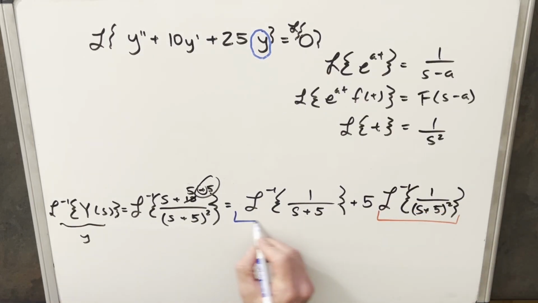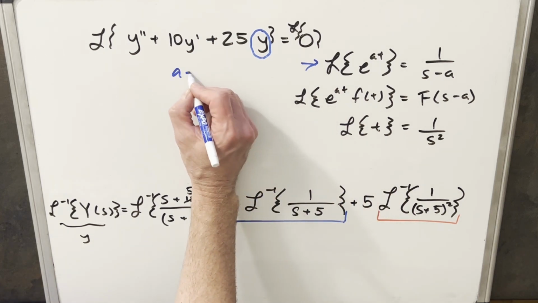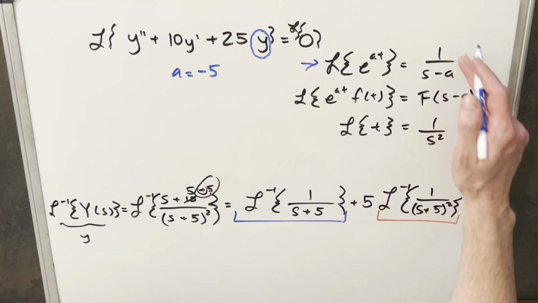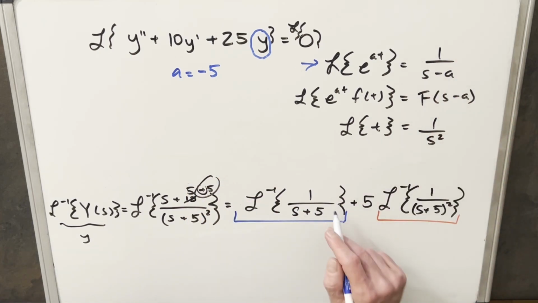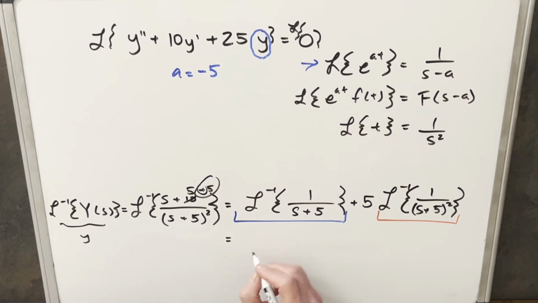Okay, so let's start with the inverse of 1 over S plus 5, and for that we can use this first formula. If in this first one we set A equal to minus 5, then 1 over S minus A is 1 over S plus 5. So putting minus 5 back in here, this first term is just going to be e to the minus 5t.